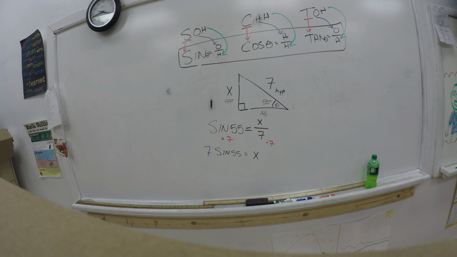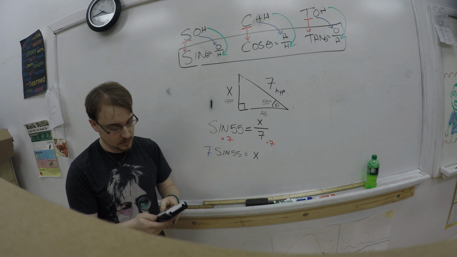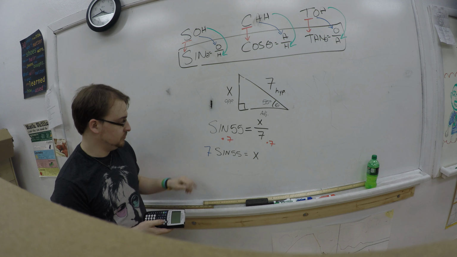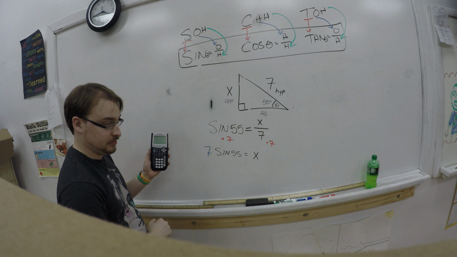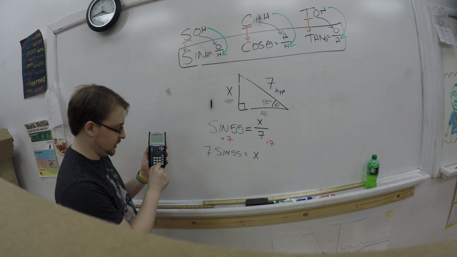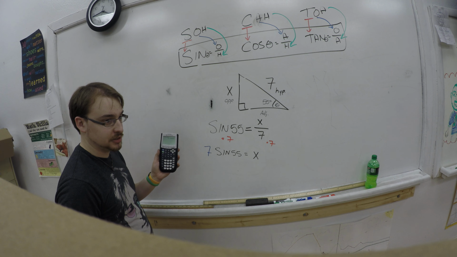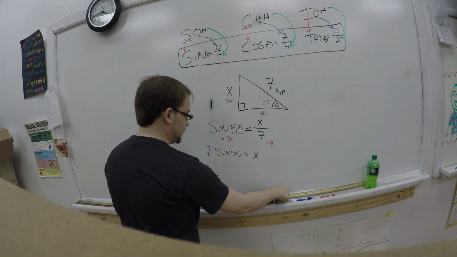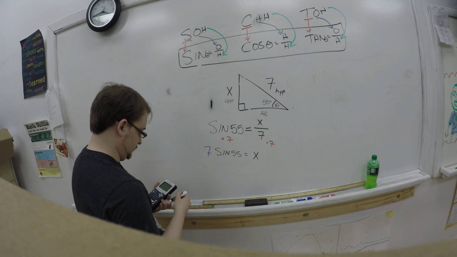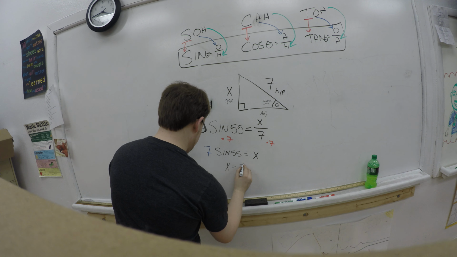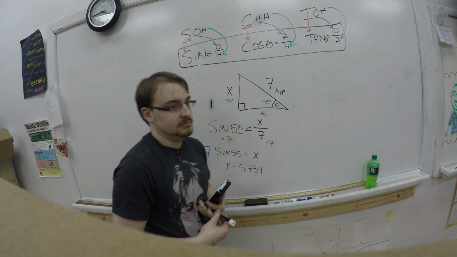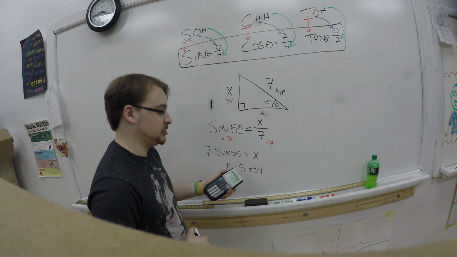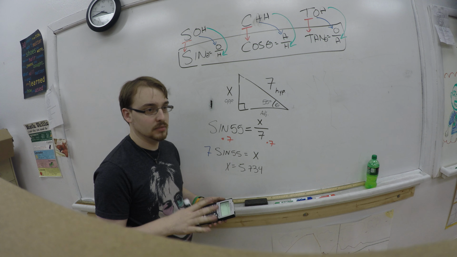Let me go get a calculator. And I will do my best to make sure all these calculators are in degree mode. Let's double check. Okay, cool. So we type in 7, sine 55, enter. That's my answer. What did you guys get? 5.734. Yes, sir. So x equals 5.734. Okay? That's fine by me. Round to 3 digits, round to 2. It's multiple choice, so it'll work out, right?